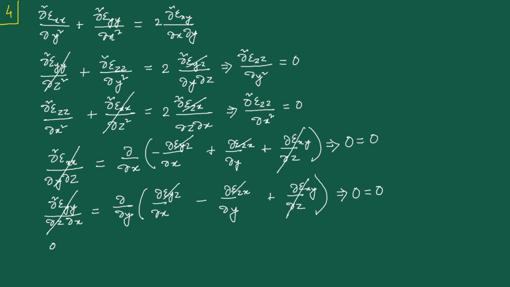And finally, we have del square epsilon zz del x del y is equal to del z. Again, like before, we write it out.